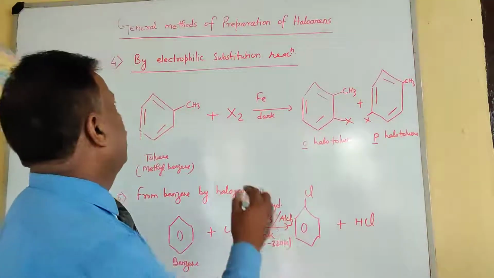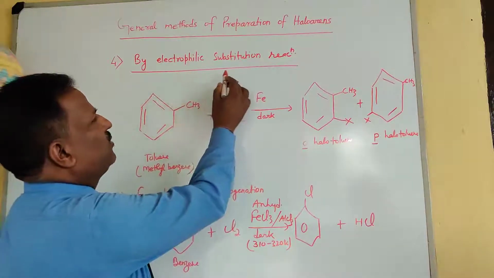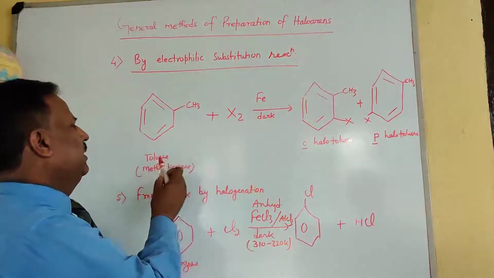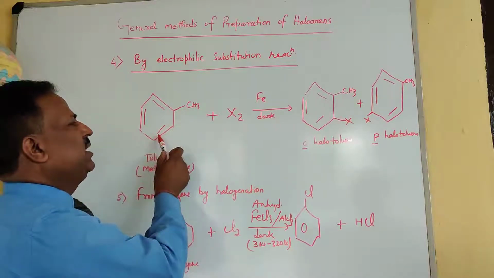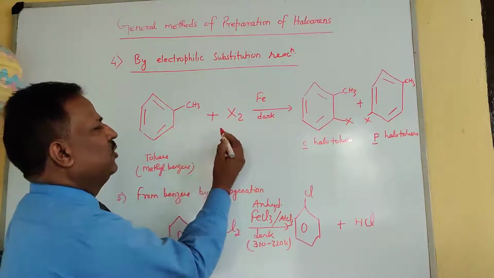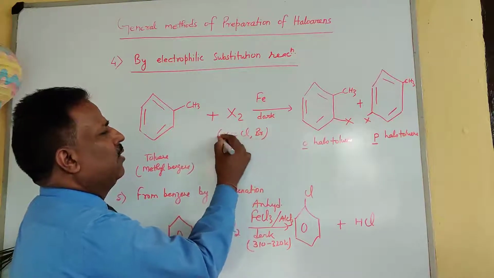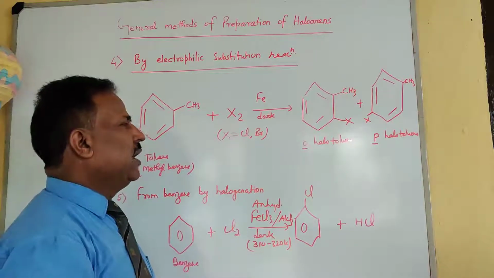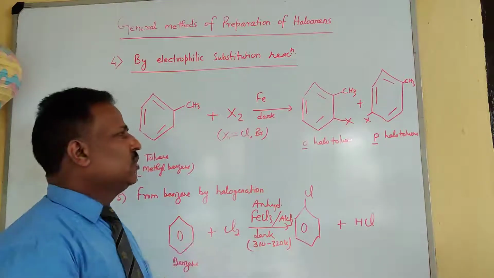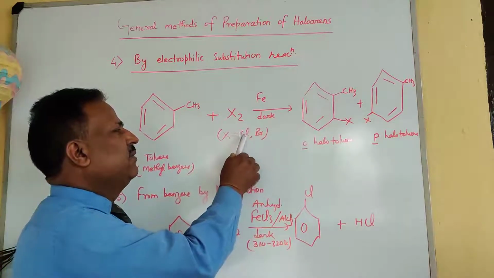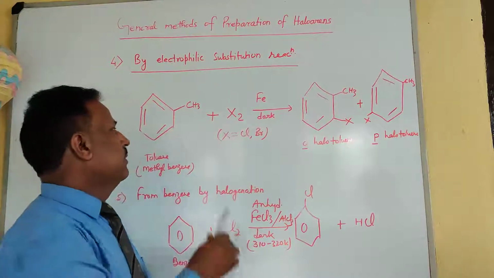See here, fourth, by electrophilic substitution reaction. Here toluene, methyl benzene, reacts with X2. Here X is generally chlorine or bromine. Fluorine is highly reactive and iodine is least reactive. So generally moderately reactive chlorine and bromine are taken.